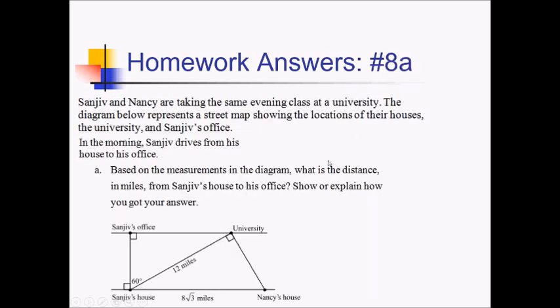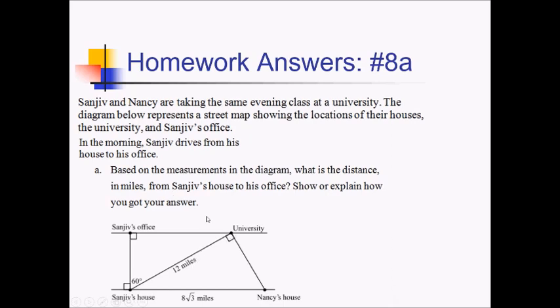On this free response problem, we have Sanjeev and Nancy taking an evening class at a university, and we've got a nice little map here. Here's Nancy's house down here, here's Sanjeev's house, and Sanjeev has an office as well. So in the morning, Sanjeev drives from his house to his office, and who knows how he gets to the university. We haven't gotten there yet.